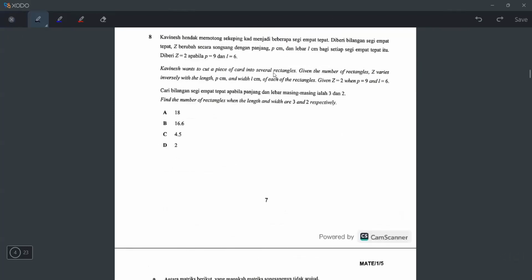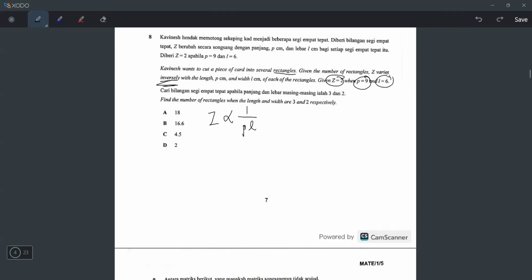Kavinesh wants to cut a piece of cardboard into several rectangles. Given the number of rectangles, Z varies. Oh, this is also variation. Remember, I just told you the steps that you need to memorize for variation. So let's write down the variation first. That's step 1. Z varies inversely. So if directly means top with top, inversely means top with bottom. So you have to put the fraction and put it at the bottom. Inversely with what? The length, which is represented by P, and the width, which is L. So P and L sit at the bottom. And there's nothing on top, you write 1. Of each of the rectangles.